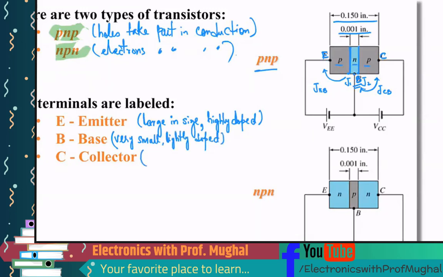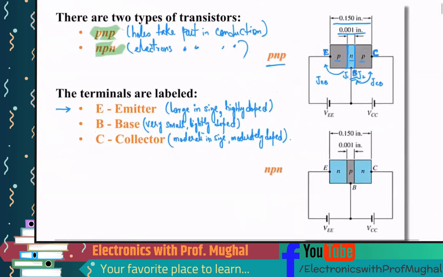Then the collector, which is C here. As the name suggests, this is where you collect the current. So it's also your output. The collector is moderate in size and moderately doped.